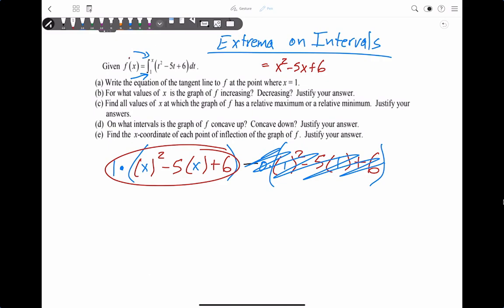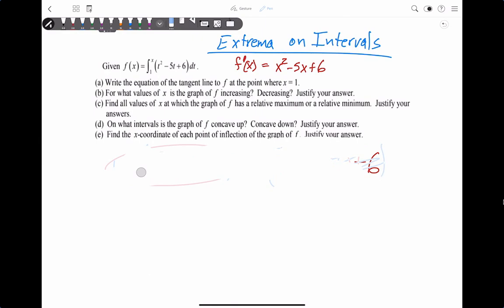And when I take the derivative of the left, it simply is going to tell me that that is now f prime of x, okay? So the second fundamental theorem helped me obtain that f prime is equal to this function that you see here. Now, let's go ahead and go through the problem. It says, write the equation of the line tangent to f at the point where x is equal to 1.